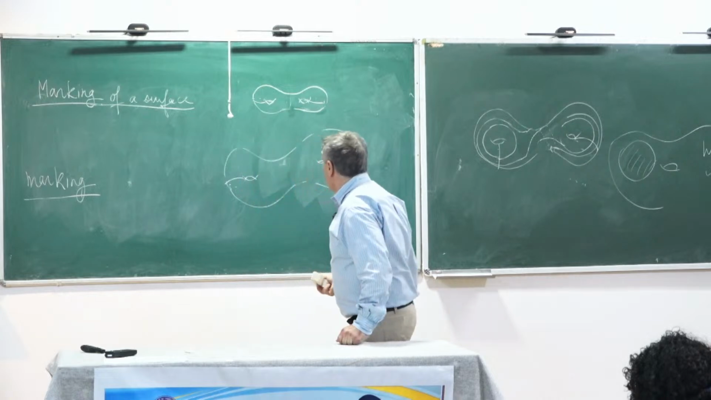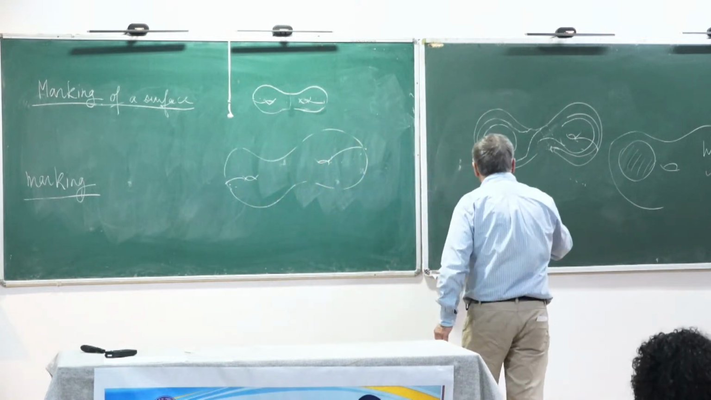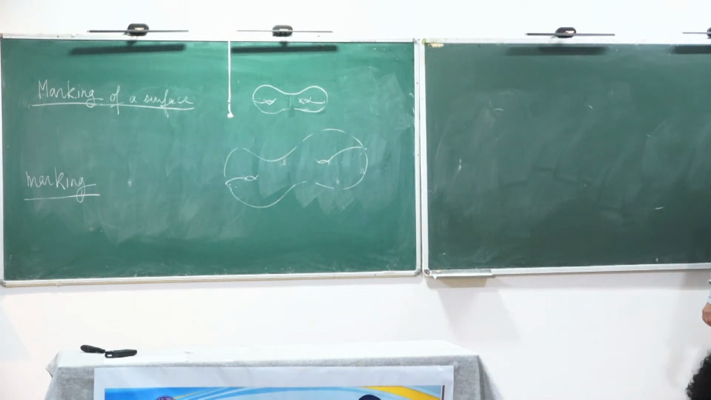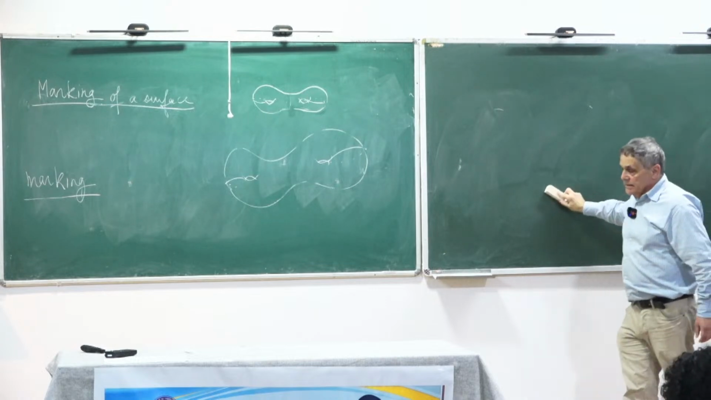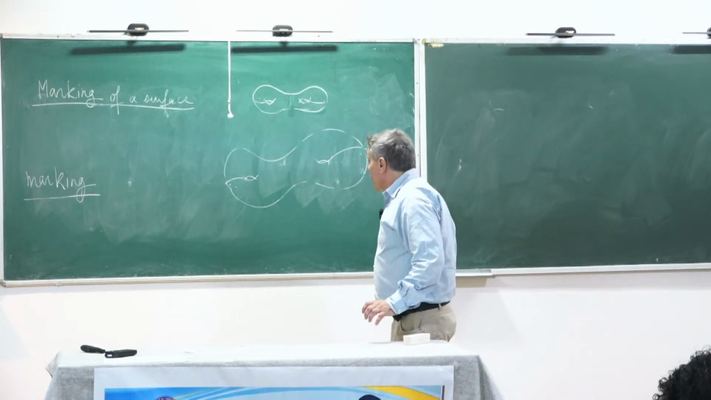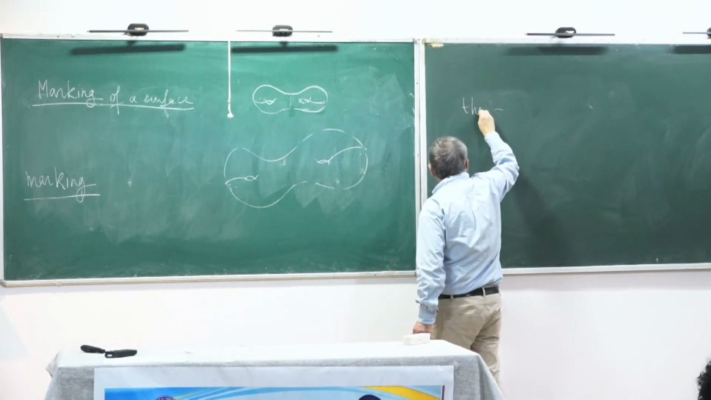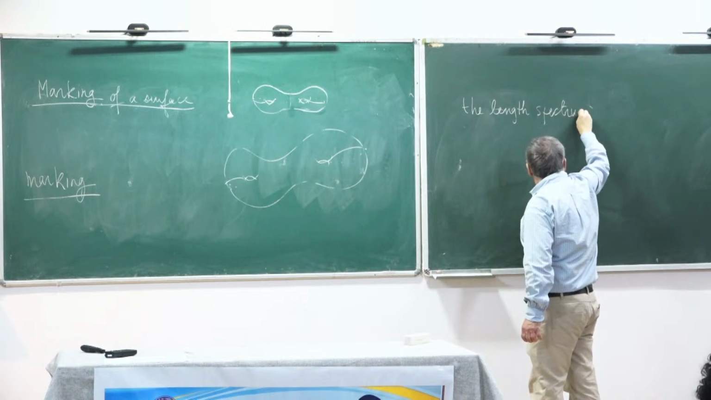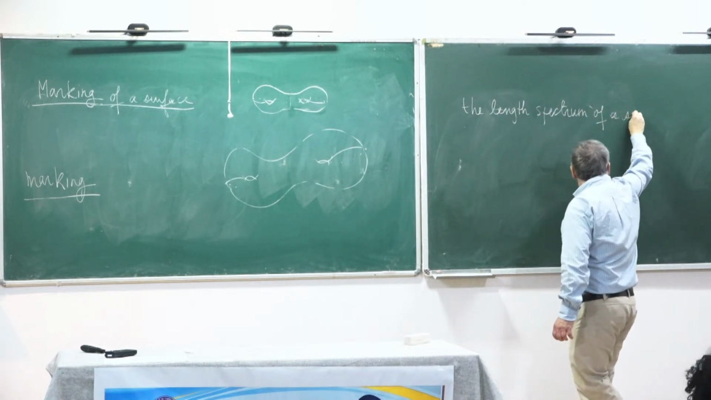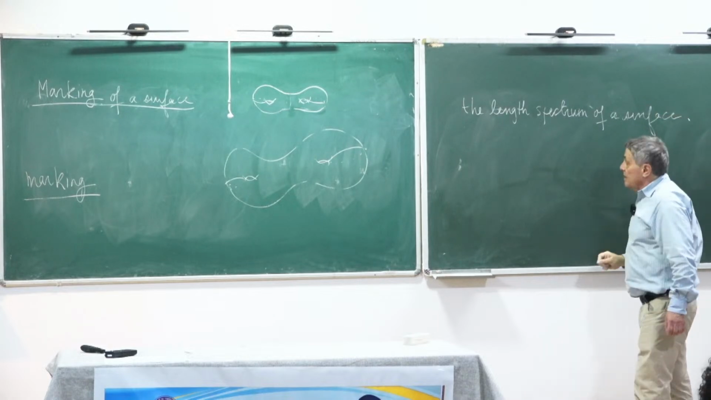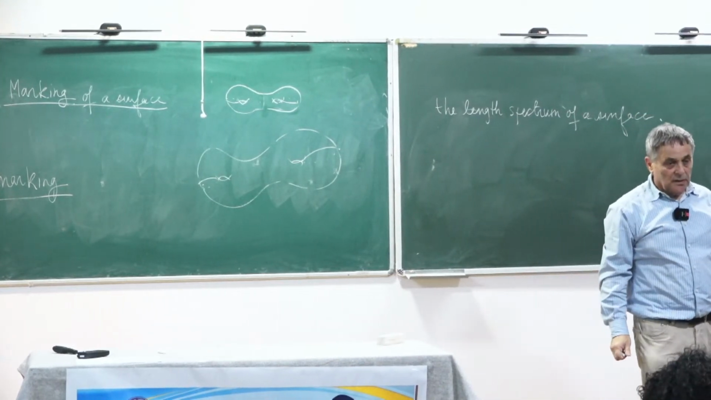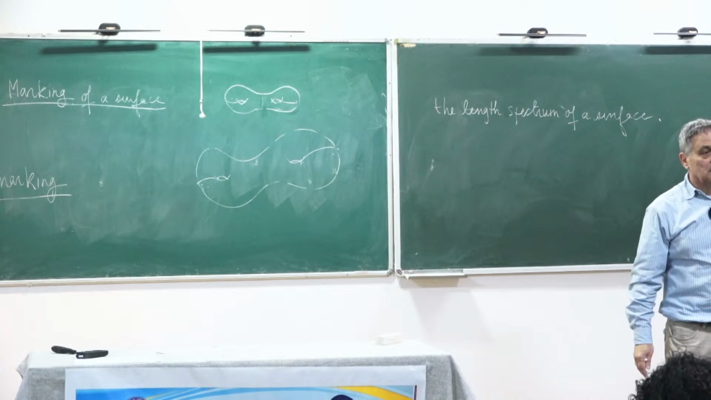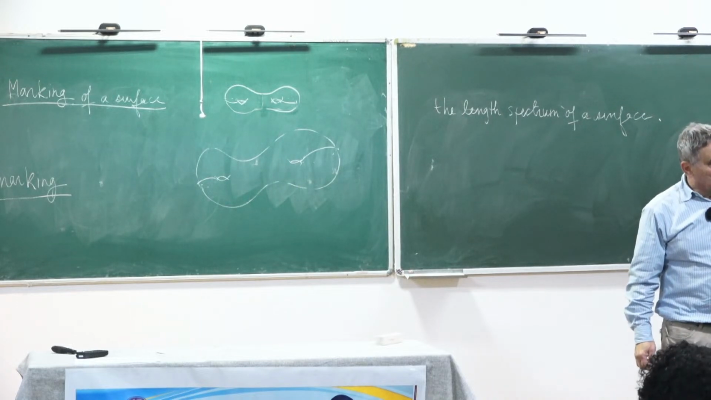Why do I want to say this? Because there's something called the length spectrum of a surface. So among the people who know, can you tell me what is the length spectrum of a surface? It is the length of the path of the code graph. Yes.